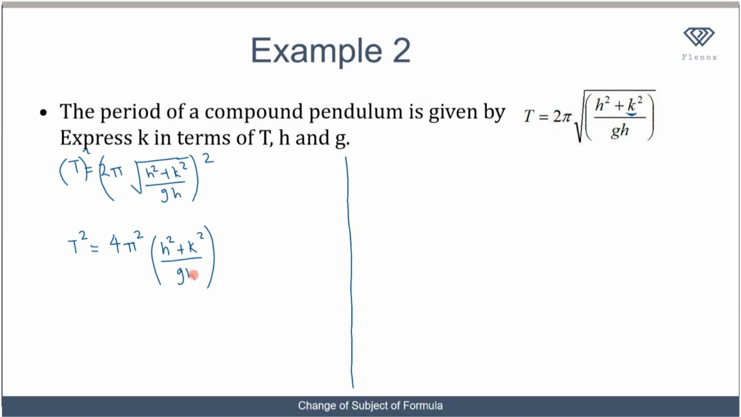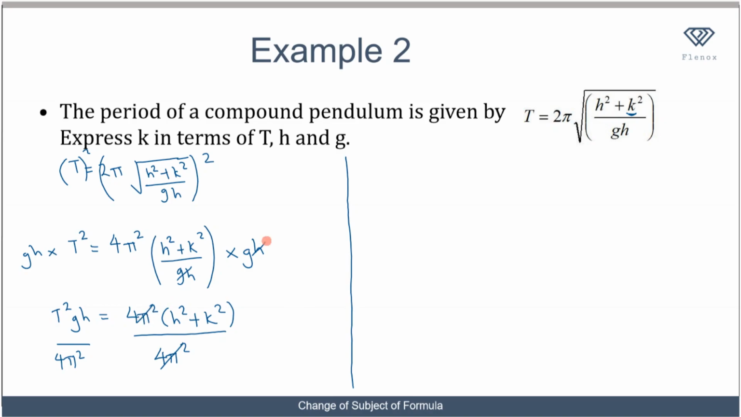To remove the denominator in this case, I have to multiply both sides by gh. If I multiply here by gh and I multiply here by gh, then this cancels this. So I'm left with what? T squared gh is equal to 4 pi squared into bracket h squared plus k squared. Now, to remove this 4 pi squared, I can divide both sides by 4 pi squared. If I divide both sides by 4 pi squared, what am I left with?